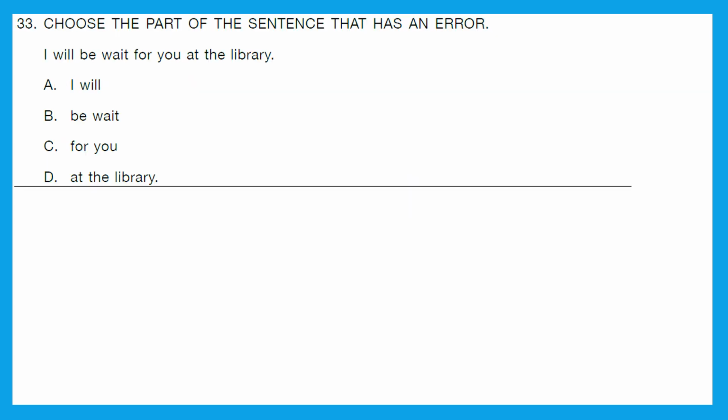Question 33. Choose a part of the sentence that has an error. I will be wait for you at the library. The right answer here should be I will be waiting for you at the library. So the error portion is option B, be wait.